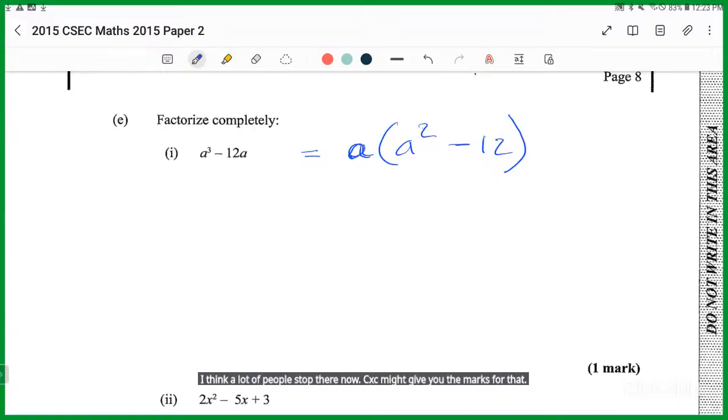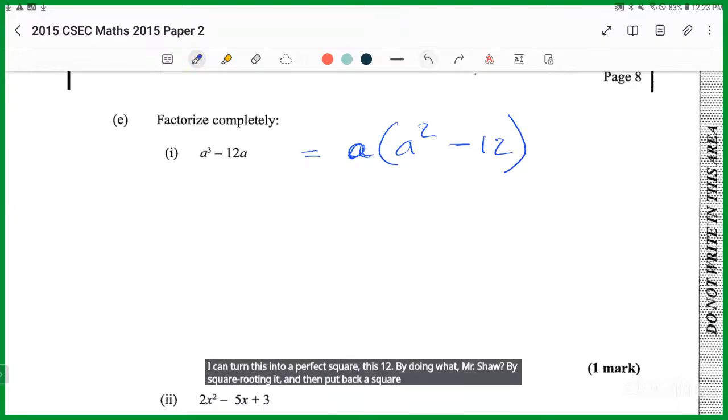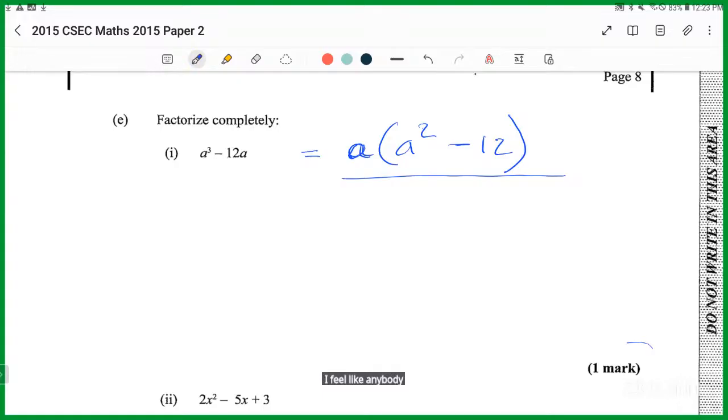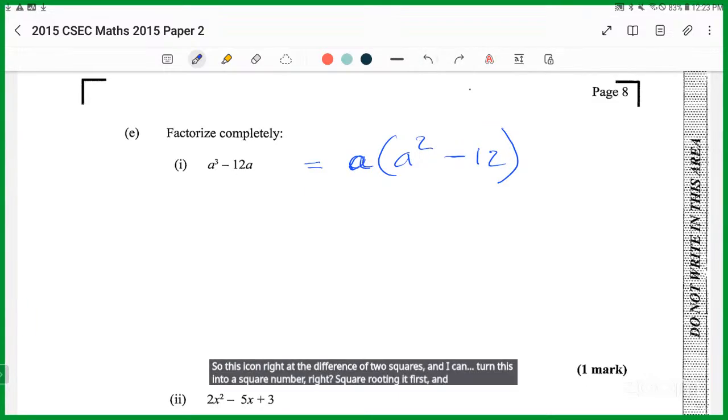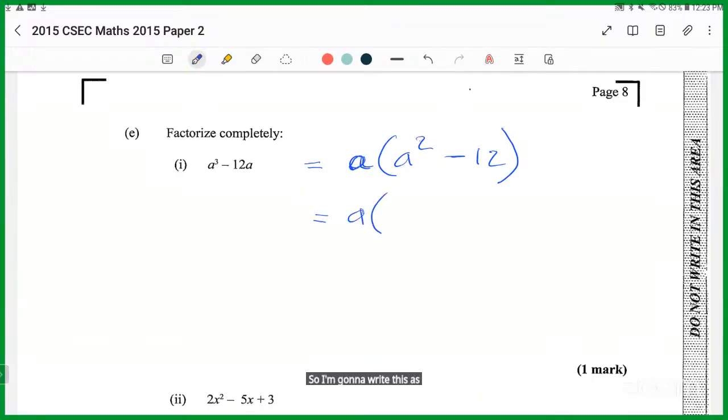But this actually can be factorized as the difference of two squares. I can turn this 12 into a perfect square by doing what, Mr. Shaw? By square rooting it and then putting back a square on it. Look carefully. I feel like anybody who stops here is going to get the 1 mark, but I'm going to go further with it and show you. So this I can write as the difference of two squares. I'm going to write this as a, bracket, a squared minus, see it here now, I'm going to square root 12 first, and then square it back.